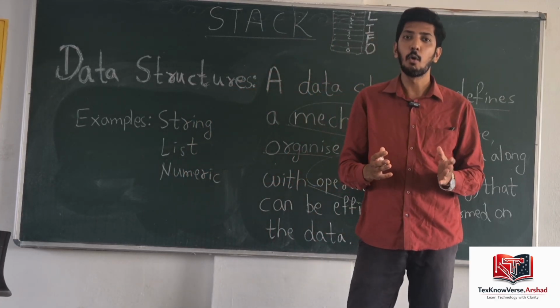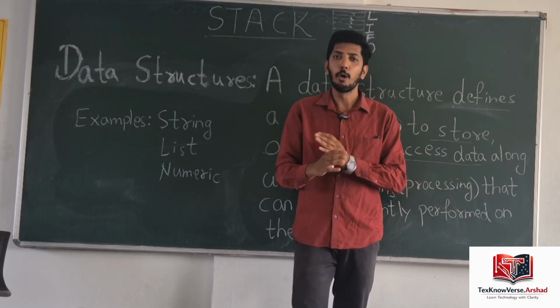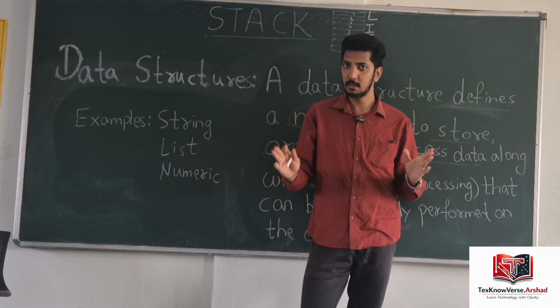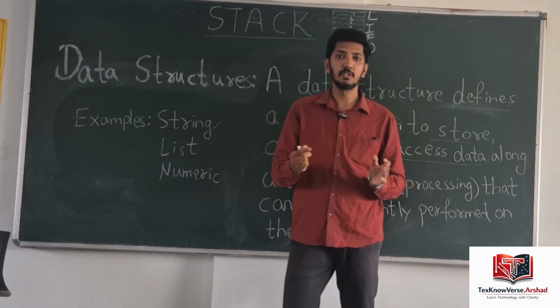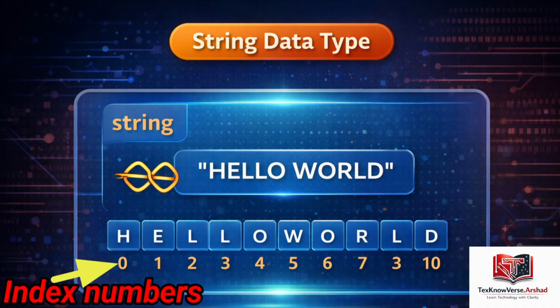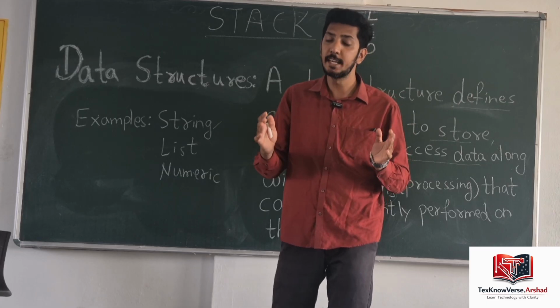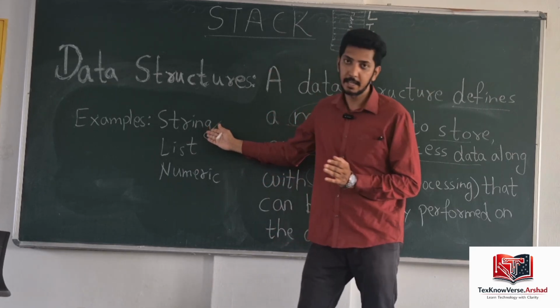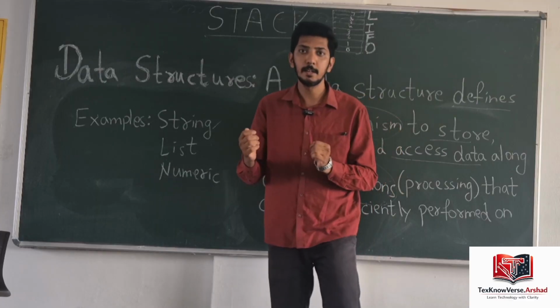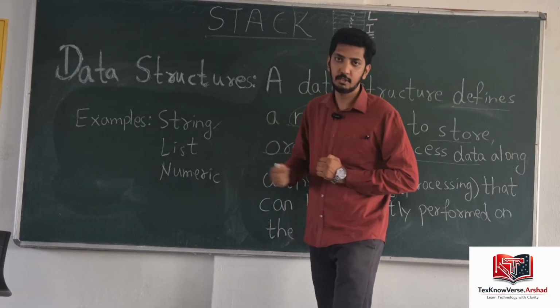So what are the examples of data structure? All the data types which you have learned in your basics of Python are examples of data structure. For example, the string data type. The string data type defines the mechanism of how to store the letters, how to organize the letters and punctuation marks. That order and that type of data is stored in the string data type, and it follows a particular method of storing and organizing the data. Hence string is a data structure.